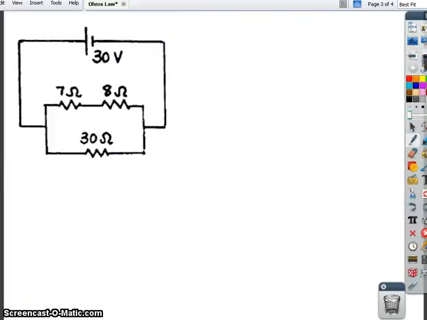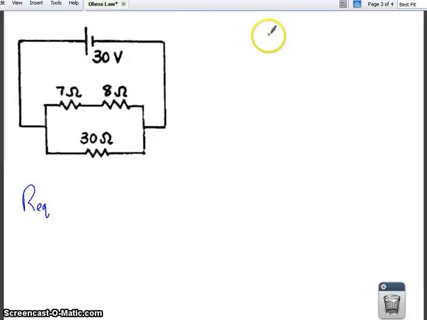So let's do another example here, a different one. We have a 7 and 8 ohm resistor. Let's find the equivalent resistance here. Okay, if I draw this picture again, the first thing I would do here is I can't add them in parallel yet. I have to add them in series first. So what happens is I end up having a parallel circuit.